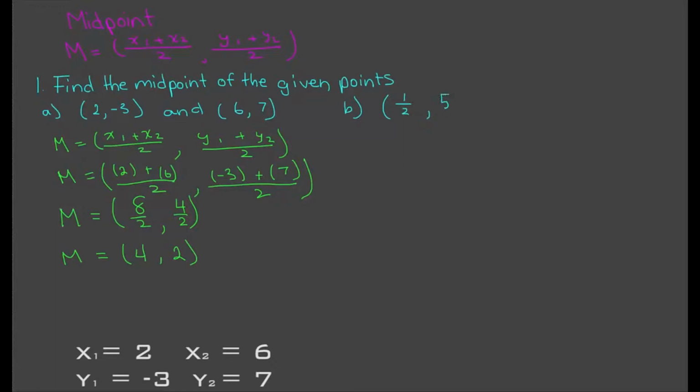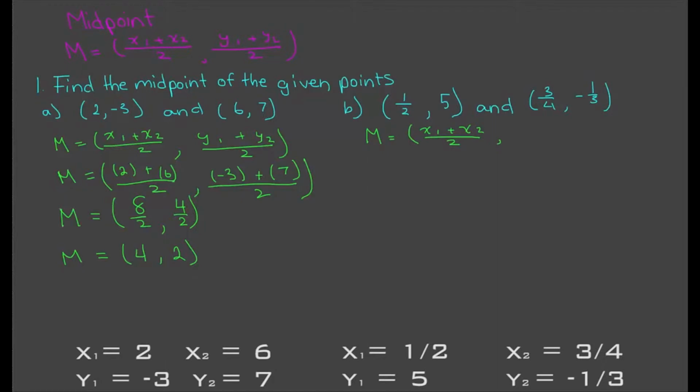B. (1/2, 5) and (3/4, -1/3). Once again, we will start by choosing one coordinate to be x1 and y1, and another to be x2 and y2. Then, we substitute the coordinates into the midpoint formula. M equals bracket (1/2 plus 3/4) divided by 2, comma, (5 plus -1/3) divided by 2, close bracket.